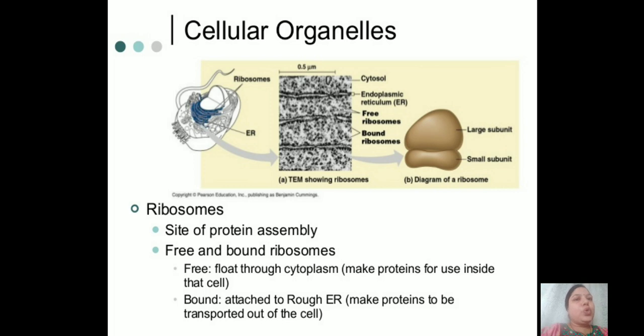Cellular organelles also include ribosomes, which are the site of protein synthesis. Free and bound types of ribosomes are present. Freely floating ribosomes inside the cytoplasm synthesize proteins for use inside the cell, whereas the bound ribosomes attached to the endoplasmic reticulum make the proteins which are transported out of the cell.